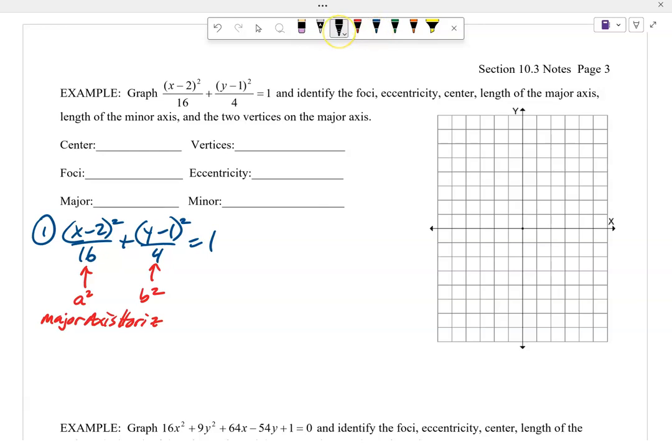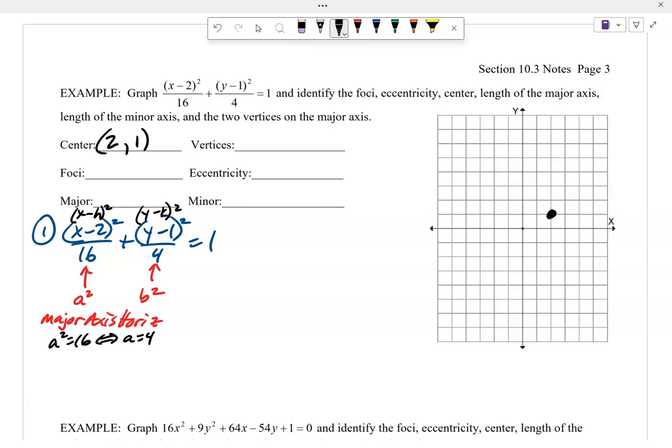Now notice x minus h squared, y minus k squared. So the h has got to be 2. That's my center. And my k's got to be 1. There's my center of this thing. 2, 1. Now it's not centered at 0, 0 anymore. This one's centered at 2, 1. My a squared is 16, so I know my a is 4.